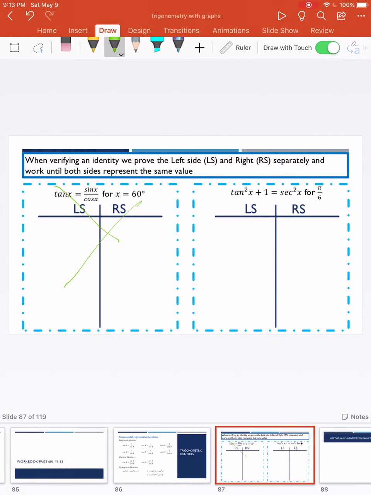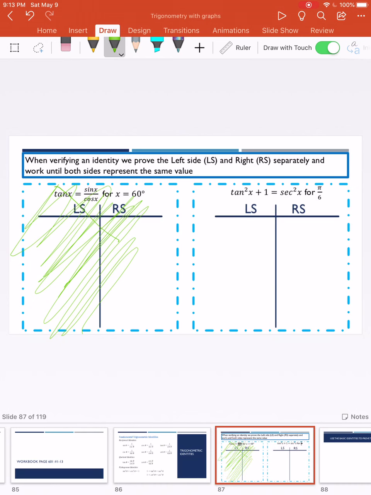I'm actually going to skip the one on the left. You can look at it on Moodle on the complete set of notes, and we're going to do the one on the right here. So it tells us to verify for pi over 6. So that means wherever I see an angle, I'm going to replace that angle with pi over 6. In this case, the x represents the angle, so I'm going to replace the x with pi over 6.